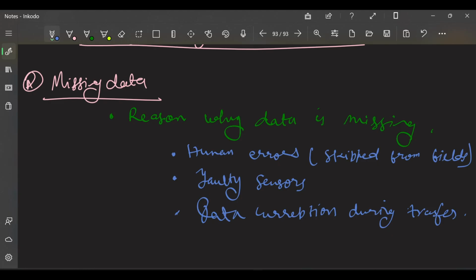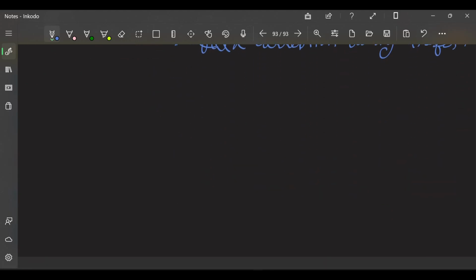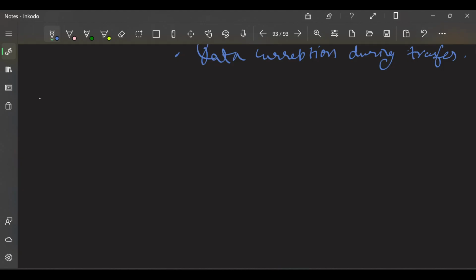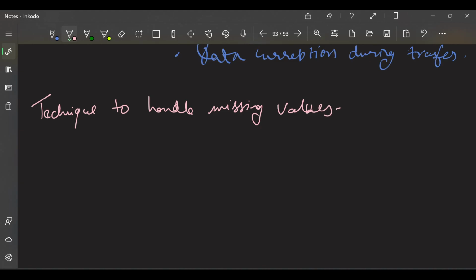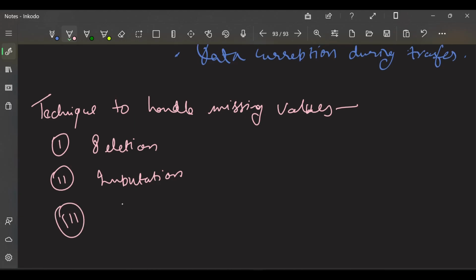So what are the techniques to handle the missing values? Now we'll discuss that. The techniques to handle missing values: the first technique is deletion. The second one is imputation, and the third one is a special placeholder.